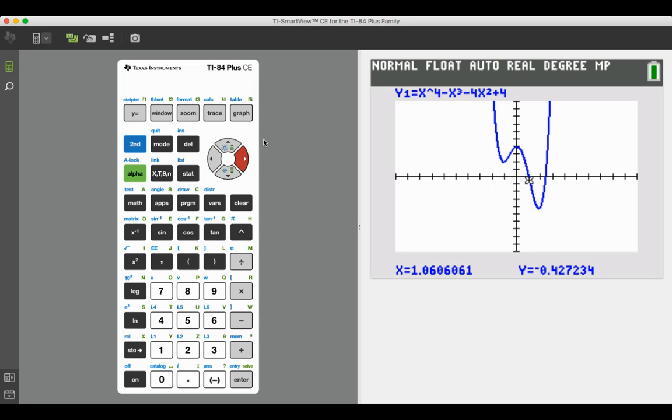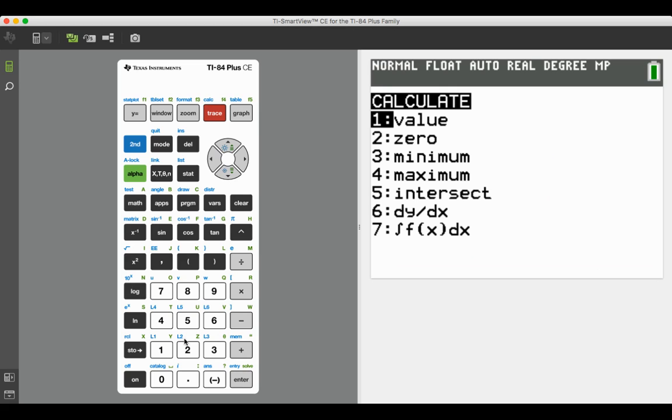Oops, well, it's right around there, right? And then here's the other one where it touches the x-axis. Well, it goes up. So let's go ahead and calculate the zeros first. Let's calculate the one that's right about there. So we want to go to the left of it. So go to second, trace, and we want to look at option 2.